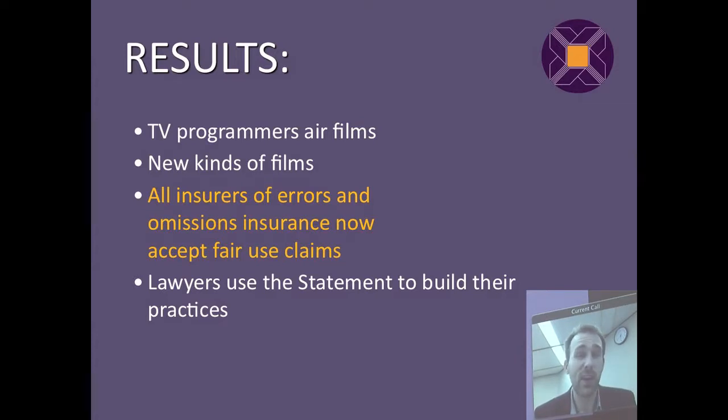Once the filmmakers got together, thought deeply about fair use, and declared their values in this document, filmmakers were able to go to the folks at TV stations and say, look, my community has talked, we have thought deeply, and these are our values. And the TV stations largely accepted those views. Films got made that would never have gotten made before.